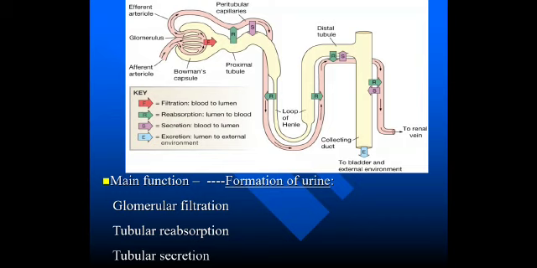And finally, the loop of Henle, which is concerned with the countercurrent mechanism in the juxtamedullary nephron by maintaining the hyperosmolality of the medullary interstitium. And finally, the distal convoluted tubule and the collecting duct play a role in forming the JG apparatus and water absorption.